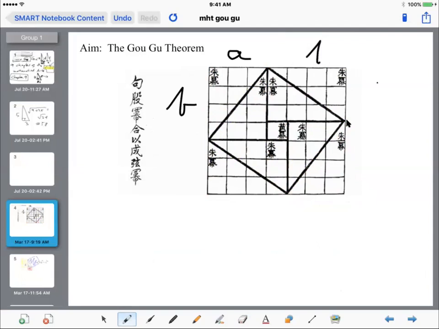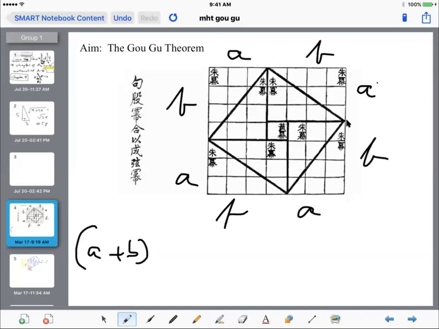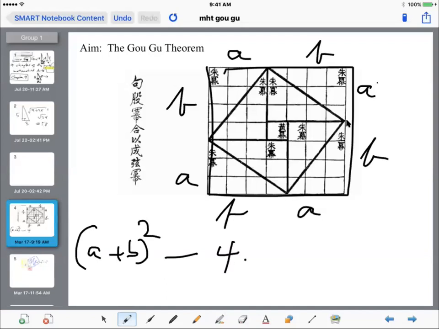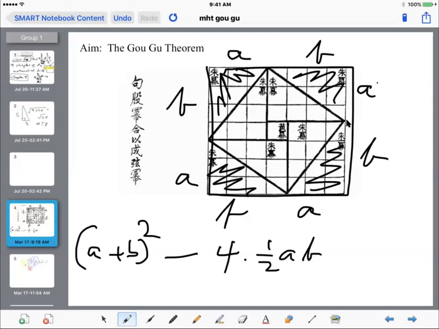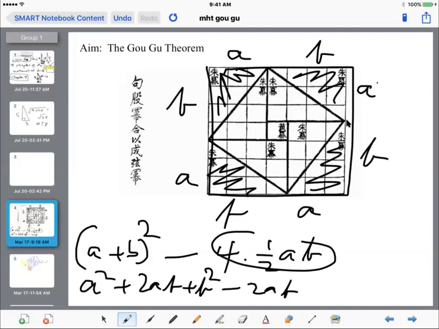All the short sides are A, and all the medium sides are B. So the big square is (A plus B) squared. That's the thing that was 49 before. And when I subtract away the 4 triangles, these 4, it would be 4 times 1/2 AB, which becomes A squared plus 2AB plus B squared minus 4 times half AB, which is 2AB. And the 2ABs cancel out.